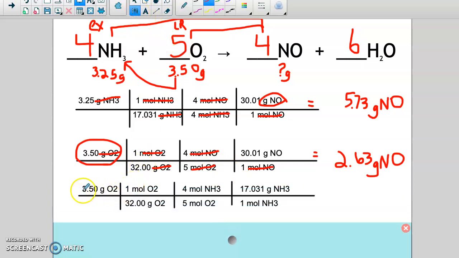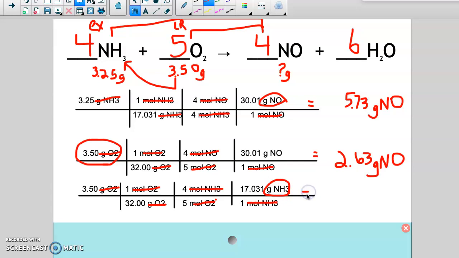Okay, so here's your stoichiometry for 3.50 grams of oxygen. I'm going to start there. I'm going to cancel out grams of oxygen and grams of oxygen. Then I'm going to cancel out moles of oxygen with moles of oxygen. Remember your mole ratio, the 5 comes from right there, and the 4 comes from right there. So there's your mole ratio. And then I'm canceling out the moles with moles, and I'm left with grams of NH3. Now that's my excess reactant.